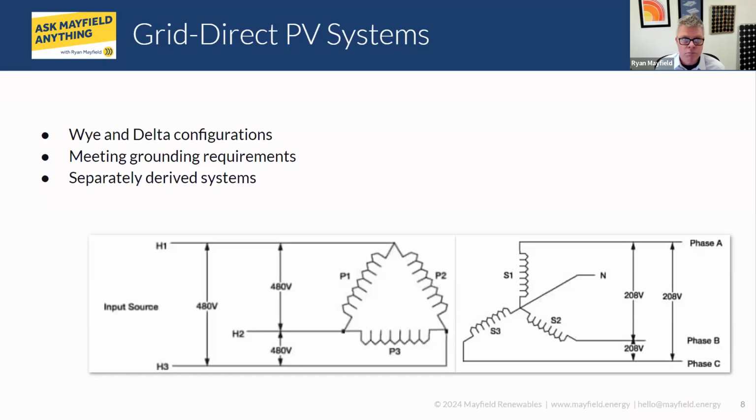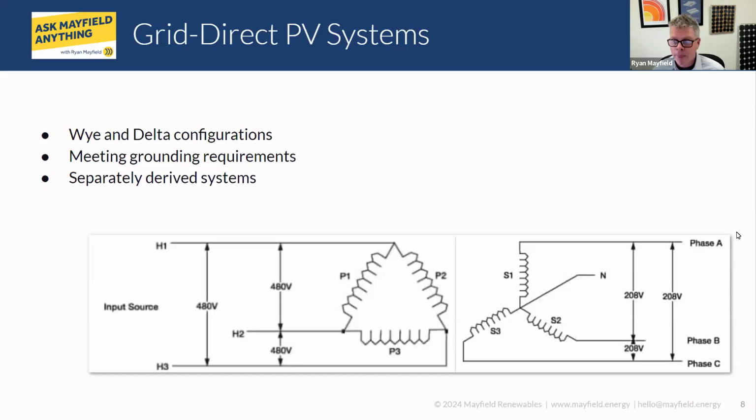Once we put in these isolation transformers, we are creating separately derived systems, and we need to treat them as such. Then we get into grounding and bonding, which I know is everybody's favorite topic. That becomes a definite part of this, meeting those grounding requirements as well, making sure everything's bonded properly and your neutral ground bonds are being done properly, and all those kinds of things.